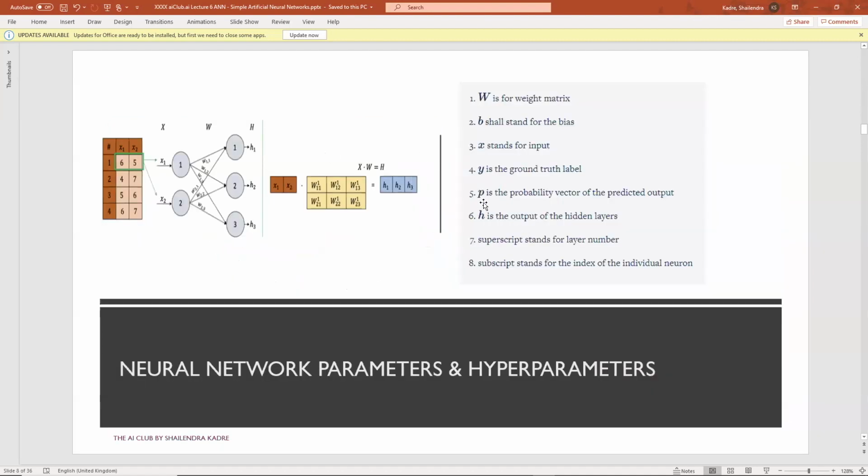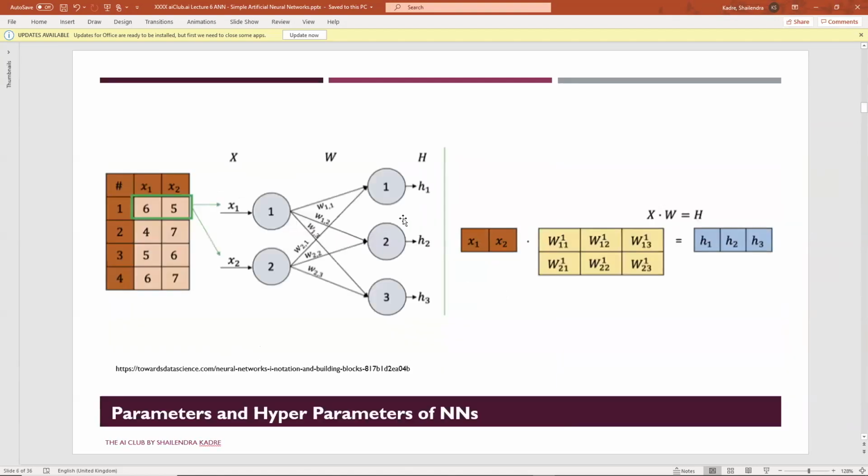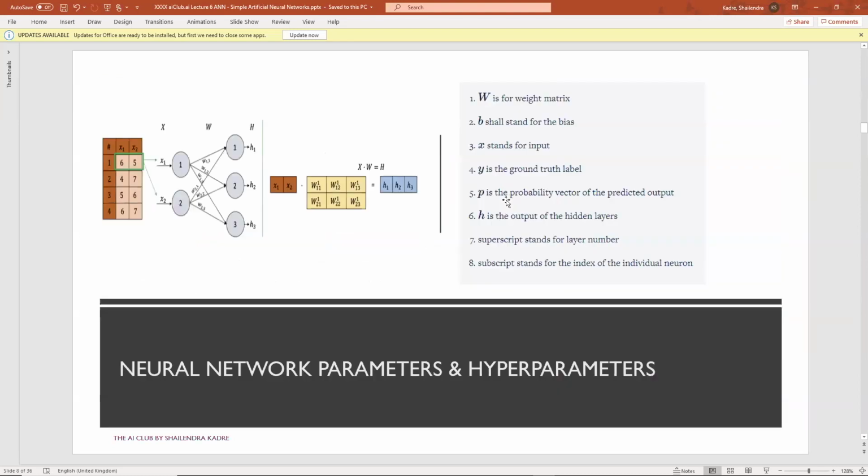That is denoted by P. H is the output of all the hidden layers. So here you see H1, H2, H3 is the output of all the hidden layers, and when collectively we represent H1, H2, H3 in matrix form, it becomes a vector, which is denoted by capital H. Okay.